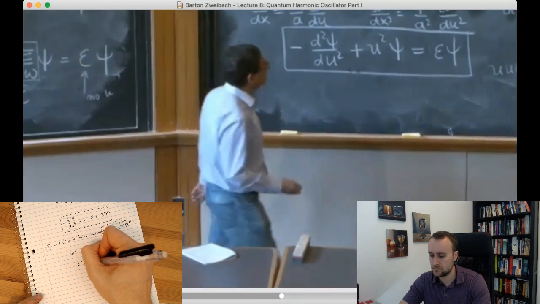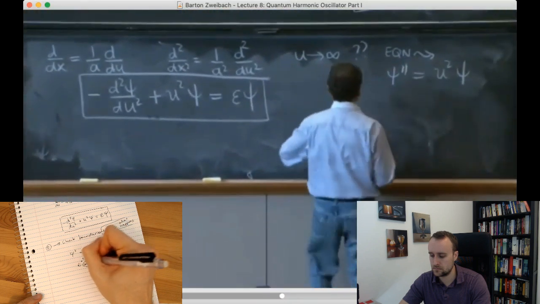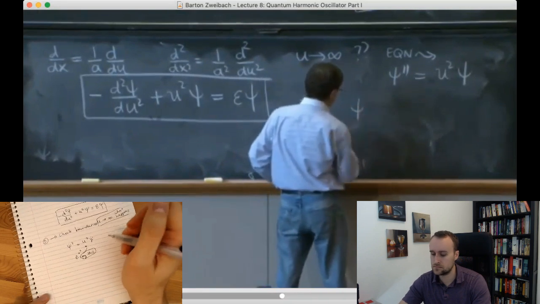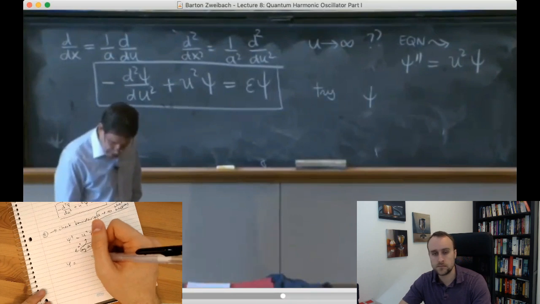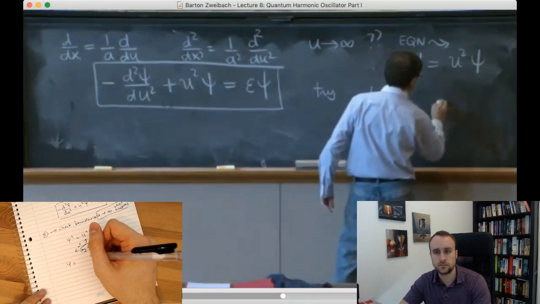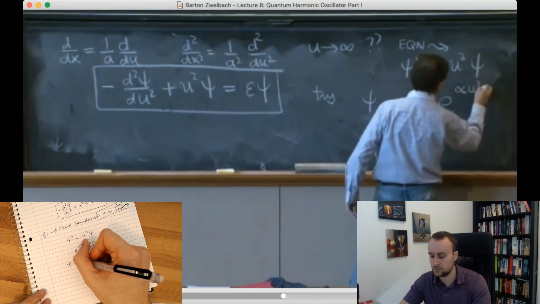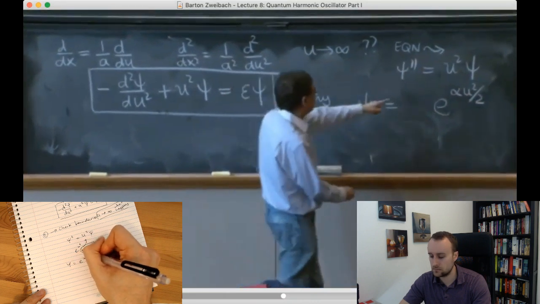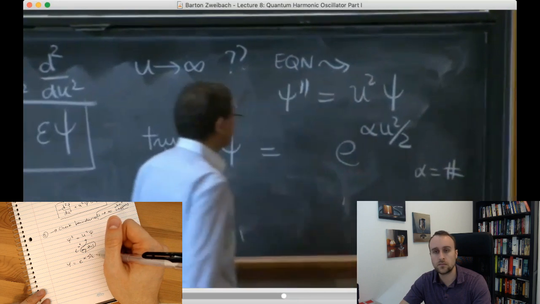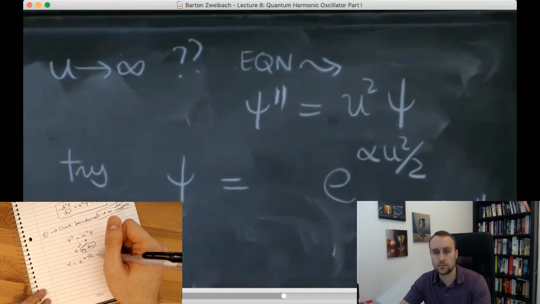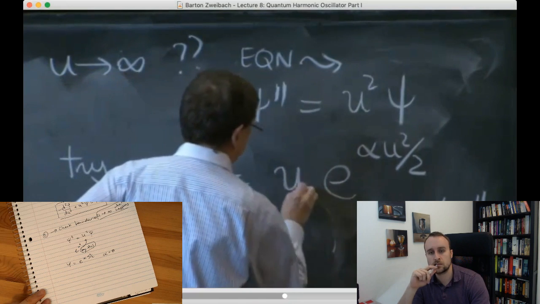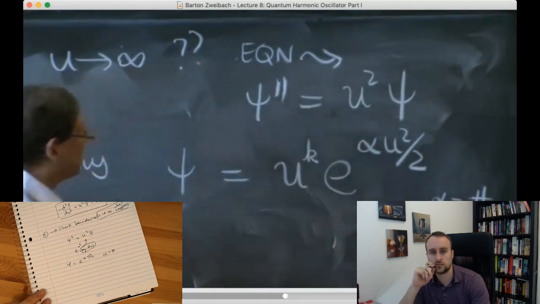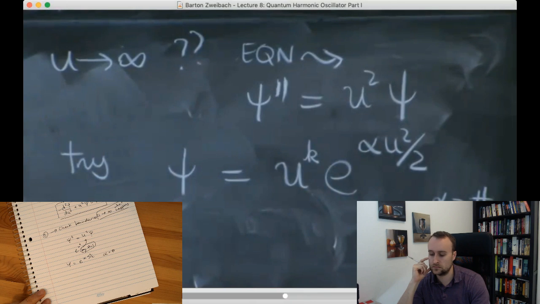So I'll try psi equals to, I'm going to try the following thing: e to the alpha u squared over 2, where alpha is a number. I don't know how much it is. Now, I could try this alone, but I actually want to emphasize to you that if this is the behavior near infinity, it won't make any difference if you put here, for example, something like u to the power k. It will also be roughly a solution.